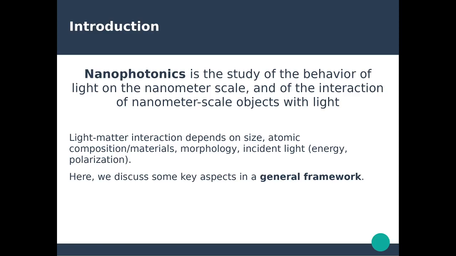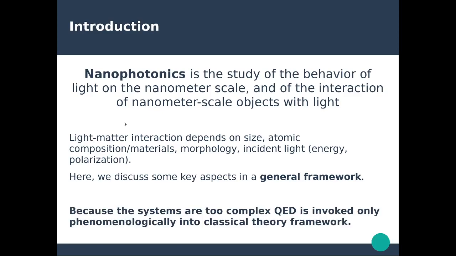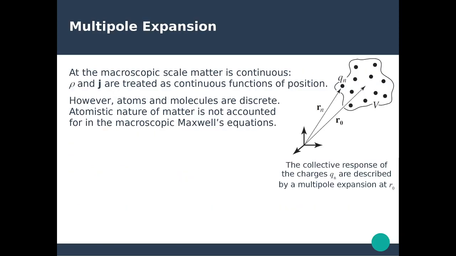Here we're going to be discussing some very general aspects of this light-matter interaction, and to lay down the framework for this, we need to mention that because those systems are very complex, quantum electrodynamics is usually invoked only phenomenologically into a classical framework. So we have a semi-classical framework for those light-matter interaction processes that occur at the nanoscale. The first thing we need to discuss is multipole expansion.